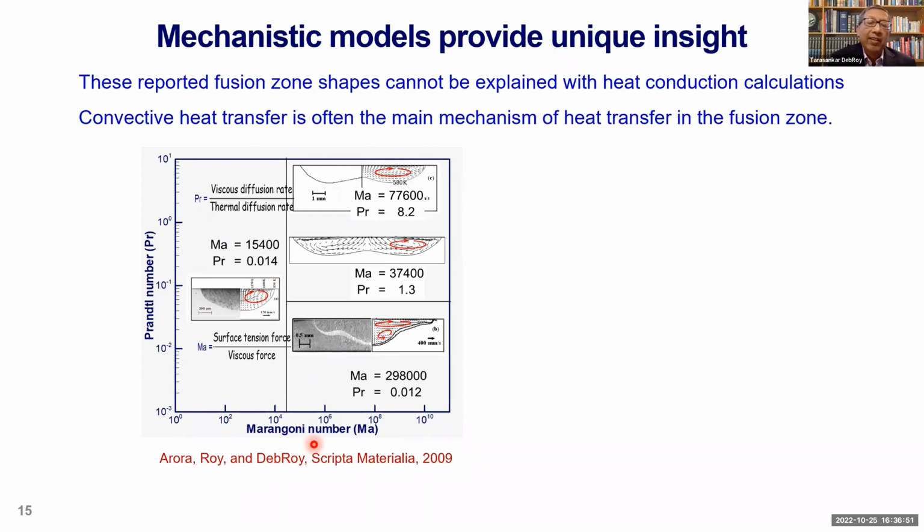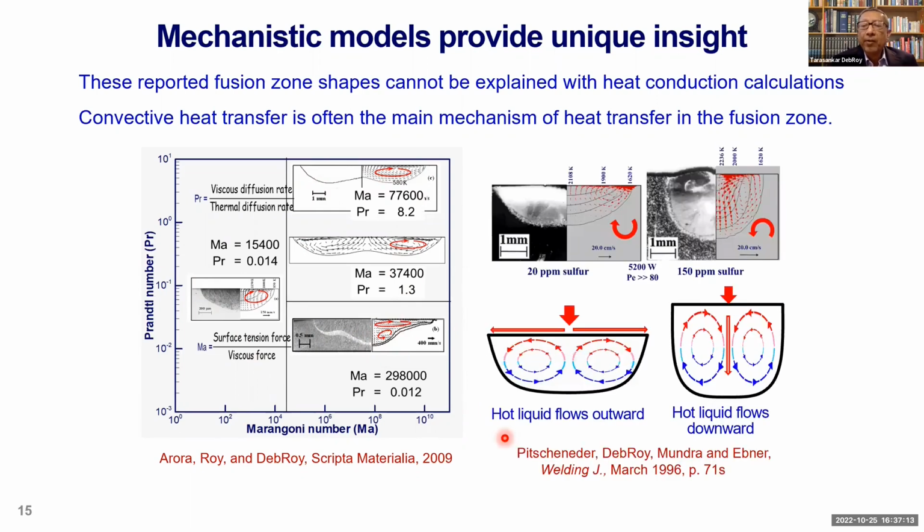Large velocities would be large Marangoni numbers. So depending on Prandtl number and Marangoni number, we can have a hemispherical pool, or we can have a pool that is of the shape like W, or like a bracket. Also, composition is very important.